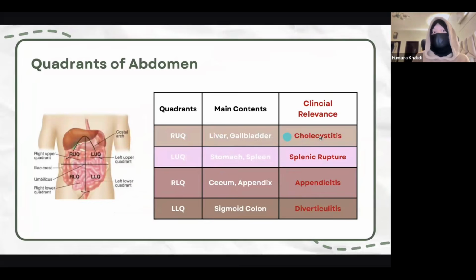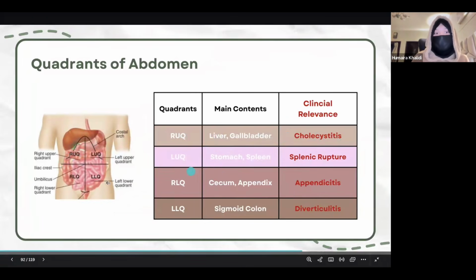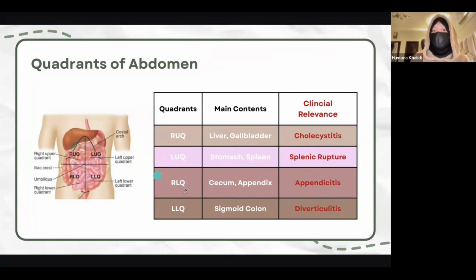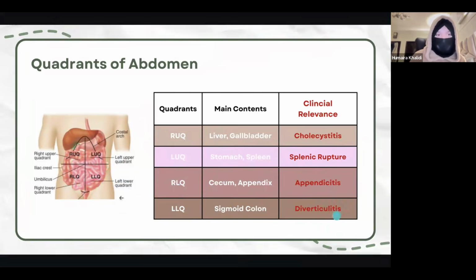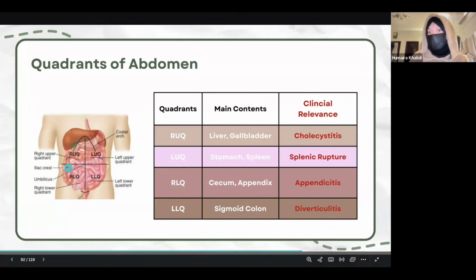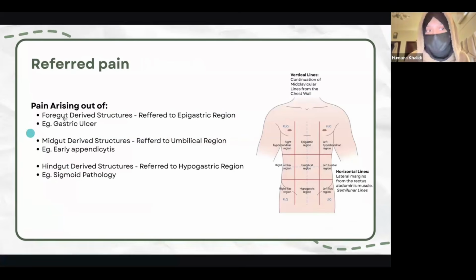The right upper quadrant is where you would have cholecystitis because the liver and the gallbladder are present. The left upper quadrant is where you would have splenic rupture because the spleen is present there. The right lower quadrant is where you have the cecum, and the appendix is usually located here, but not always, as Leen mentioned. You can also have appendicitis over here because of that. The left lower quadrant has the sigmoid colon or diverticulitis, which again, Leen mentioned, but you have to lock in there first. Next, you have referred pain.